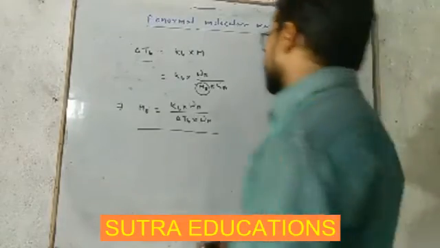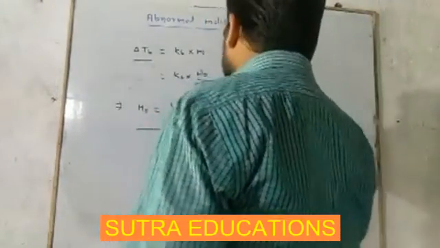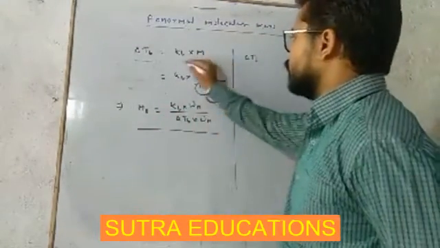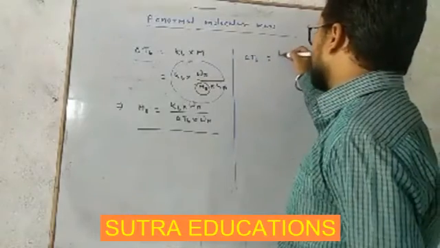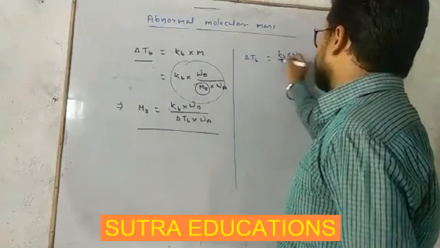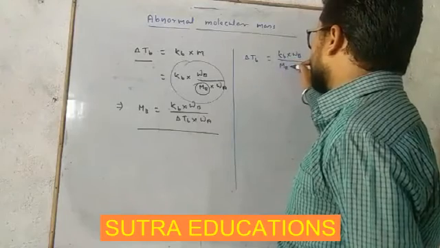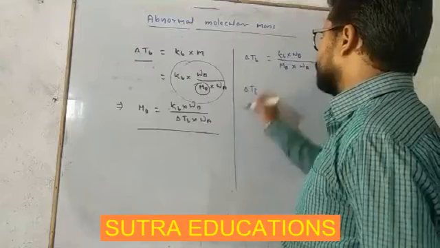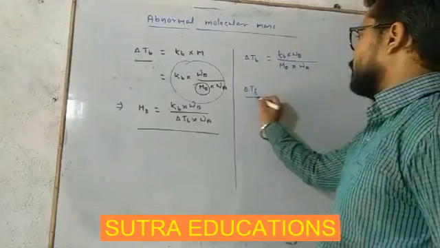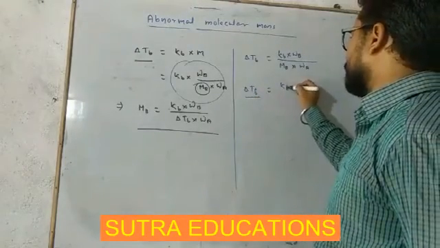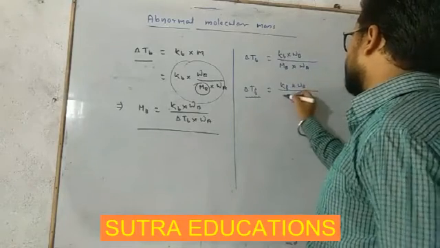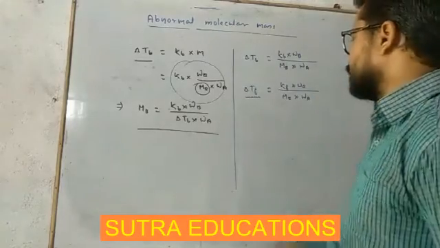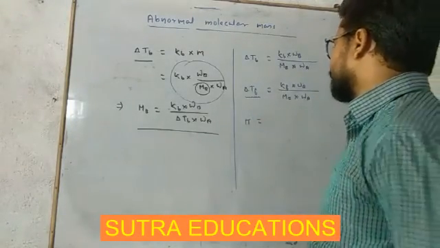Or we can say in any of the colligative properties, I told you delta Tb is equal to Kb into Wb upon Mb into Wa. Delta Tf, the depression in freezing point, is equal to Kf into Wb upon Mb into Wa. Say, pi is equal to CRT.